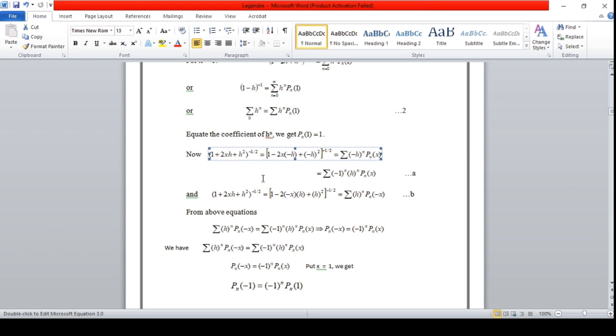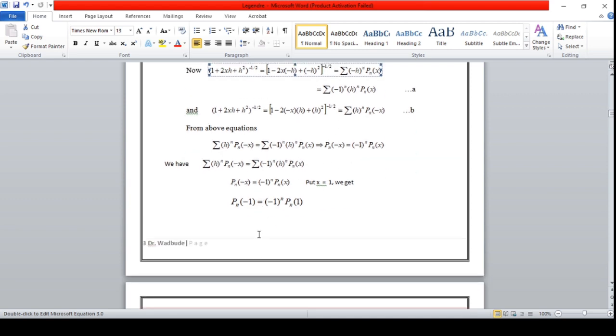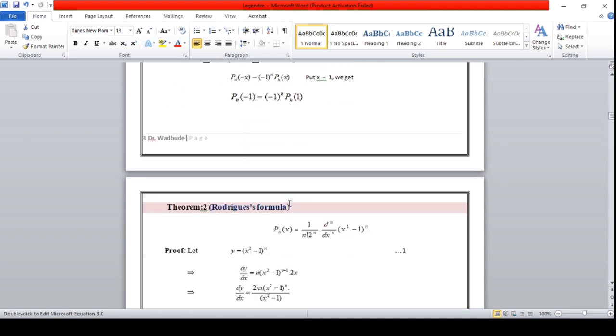Left hand sides are equal, so right hand sides are equal. We get this, which implies P_n(minus x) is equal to minus 1 raised to the power n, P_n(x). And finally, from a and b, where they are equal, put x equal to 1 in this way. This is P_n(minus 1) is equal to this. This is the result.